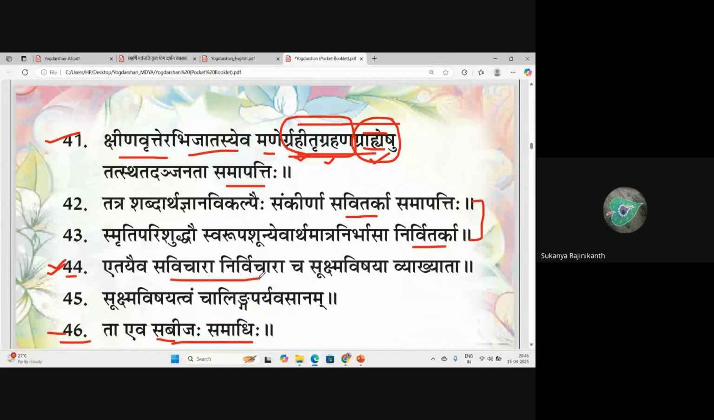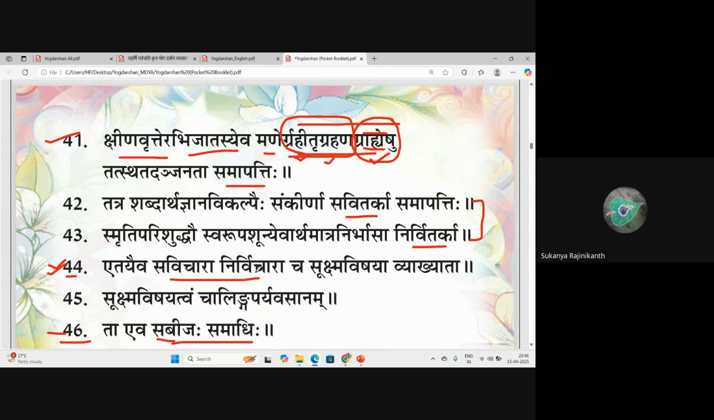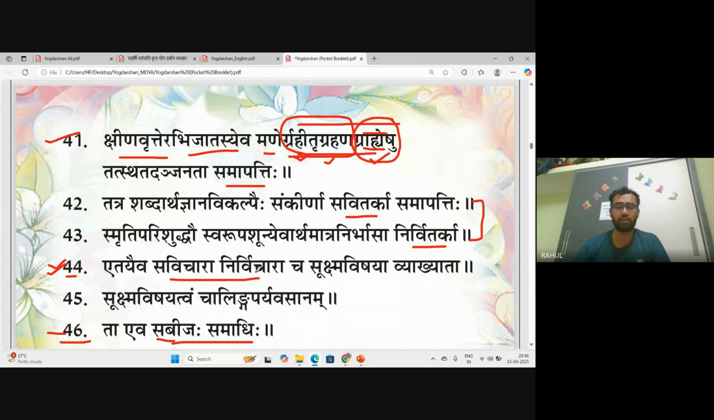Okay, and Savichara and Nirvichara. Understood? Please don't be confused. Grahya includes the Panch Mahabhutas and the Tanmatras. If Shabda, Artha and Gyan vikalpa are on the Grahya, meaning the 5 major elements and the Tanmatras, then that Samadhi we call Savitarka. And on the Mahabhutas or the Tanmatras, only Artha Matra Nirbhasa, that practice we call Nirvitarka.